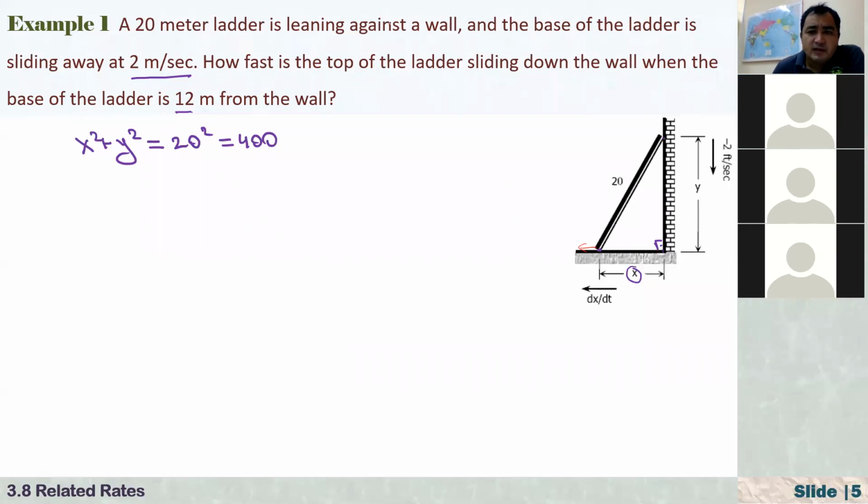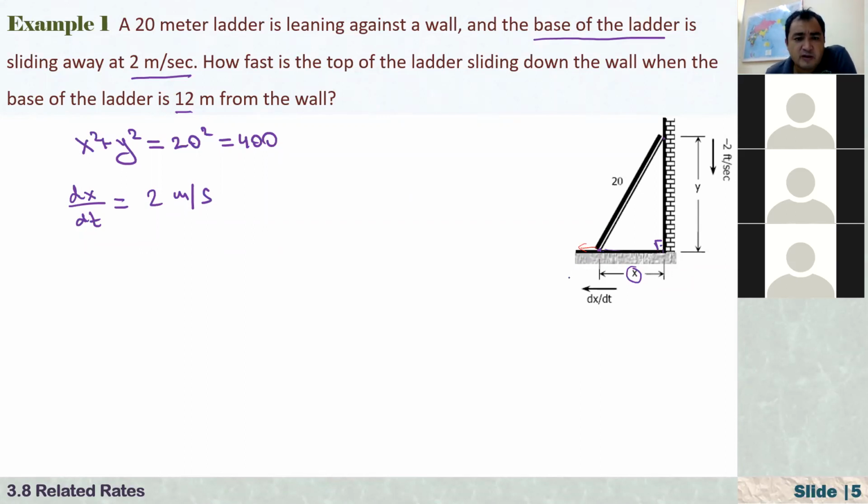And what is given here? It says that the base of the ladder is sliding away at 2 meters per second, right? What does it mean? It means that actually here, the distance is sliding away at 2 meters per second. So here we have dx/dt, that is equal to 2 meters per second. It is increasing, right? This x is increasing. That's why it is positive here.